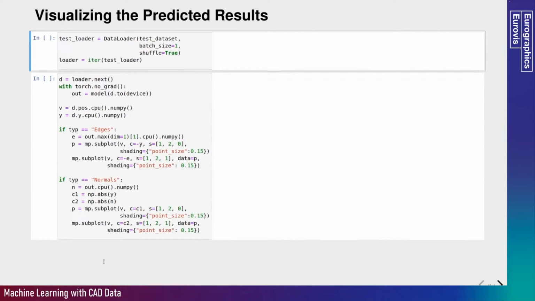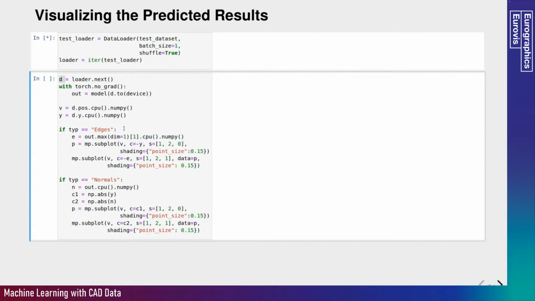Finally, we've come to the point where we can visualize our prediction results. First, we do this for the normal estimation task, and later also for the sharp edge detection task. For this we define another data loader on our test data set. We set the batch size to 1, and we set shuffle to true to get random samples from our test set. We also call an iterator on our test loader to be able to call the loader next function to get another point cloud sample for the estimation.